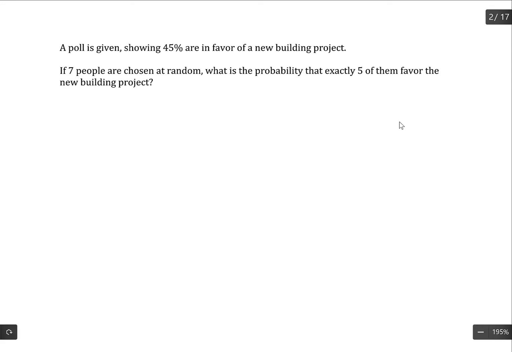When we approach a probability problem, we have lots of techniques available to us to solve them. One thing that is generally a good indicator of how you might go about solving it is whether or not you have only 2 outcomes. So we have here people that are in favor of a new building project, so that's 45% of this population, and people who are not in favor of it. So that's only 2 different outcomes that can occur.